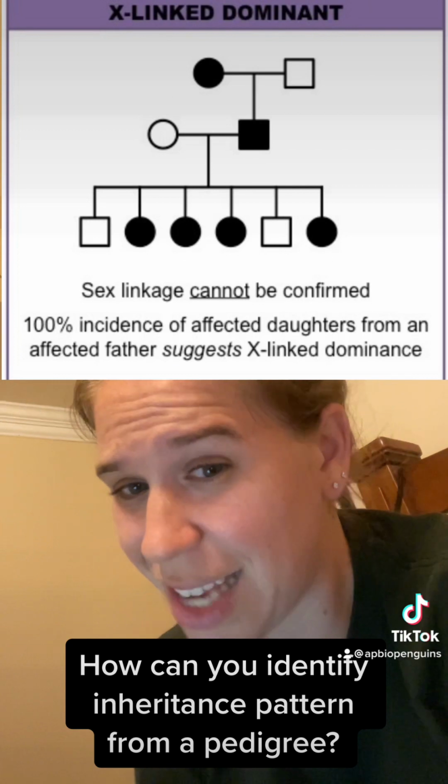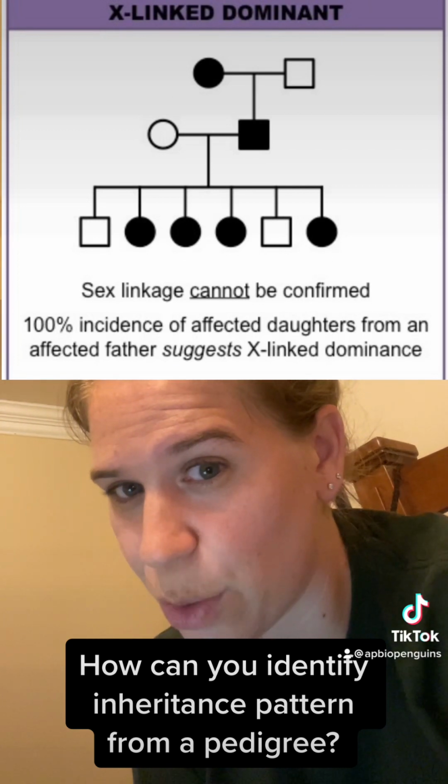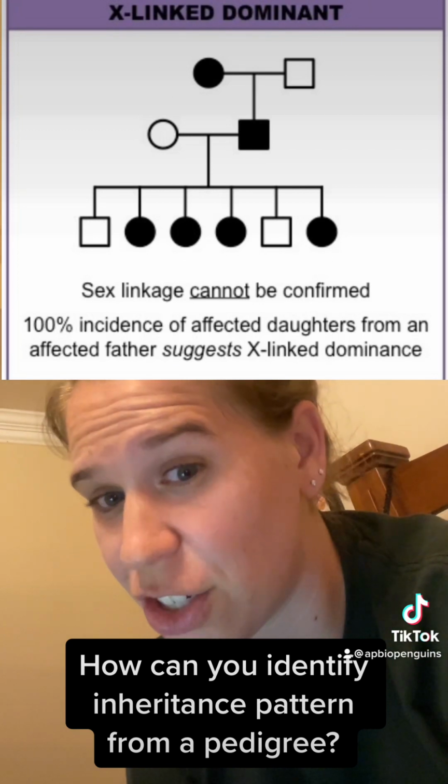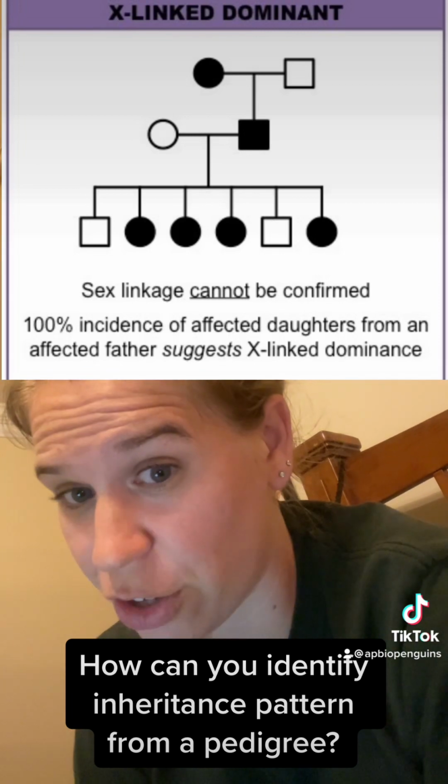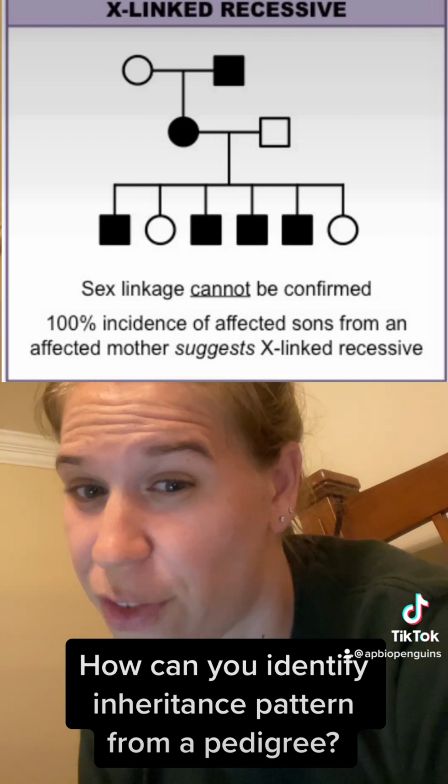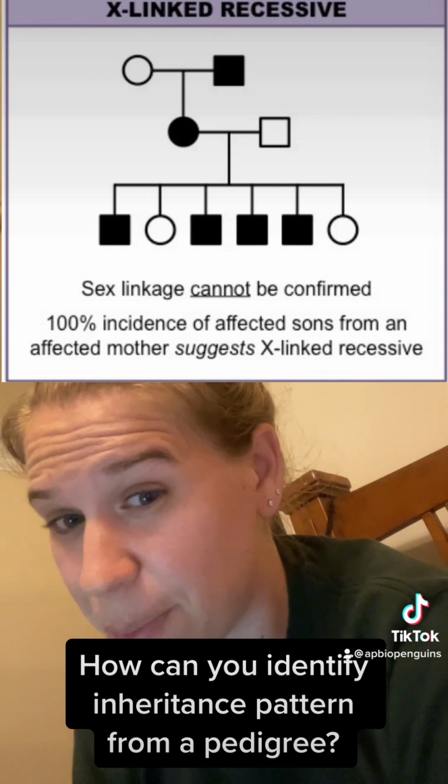So X-linked dominance is kind of hard to spot also. You're going to see that we will have 100% incidence of affected daughters from an affected male. If you remember, the male only has the X chromosome to donate to its daughters. So with X-linked recessive, you see that if you have an affected mother, you have affected sons because they get it from their mother.